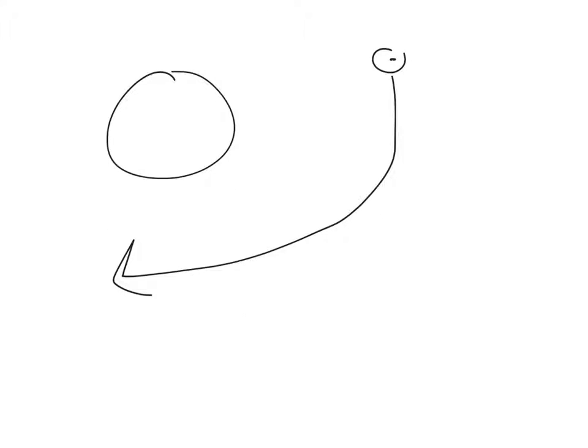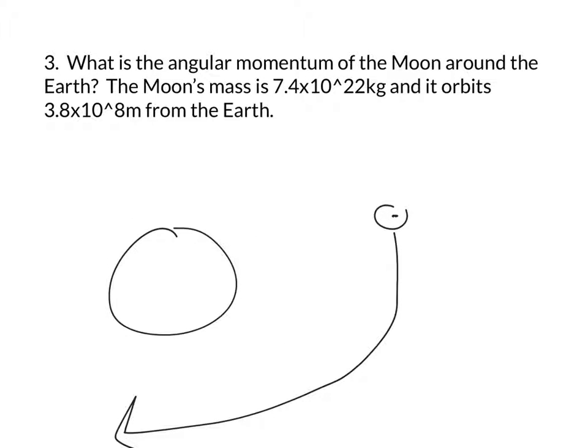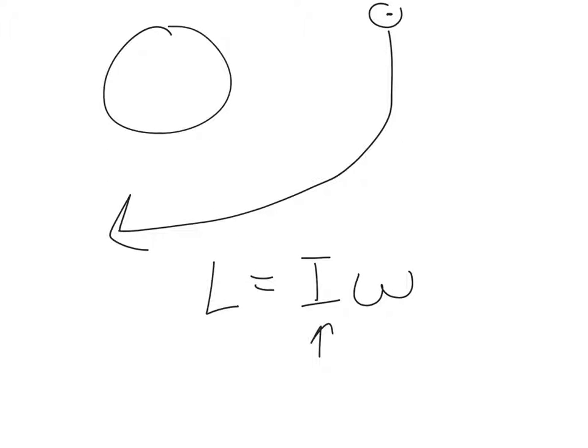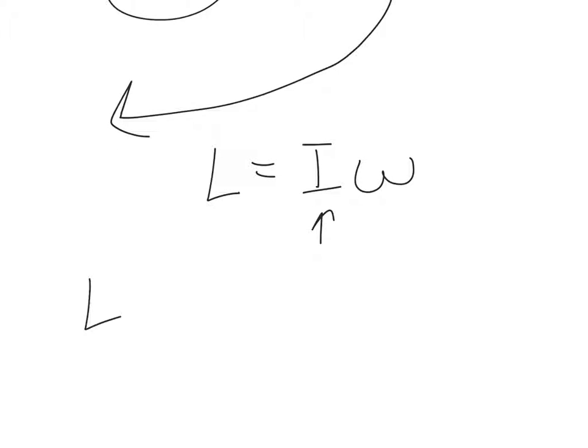Well, the angular momentum of the moon, L, should be equal to its moment of inertia times its angular velocity. What's given to us? Mass and radius. Well, that helps with this. So what we can do then is say that the angular momentum of the moon should be equal to the mass of the moon times its orbital radius, r squared, times its omega. Well, these are given.